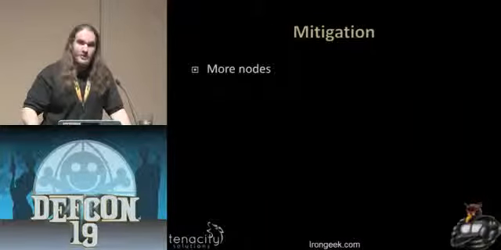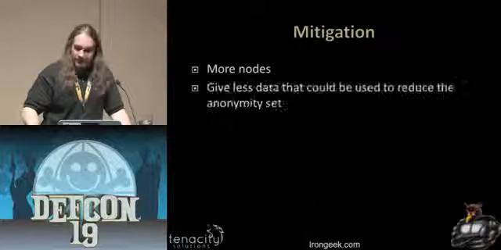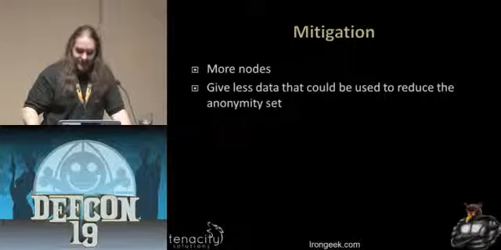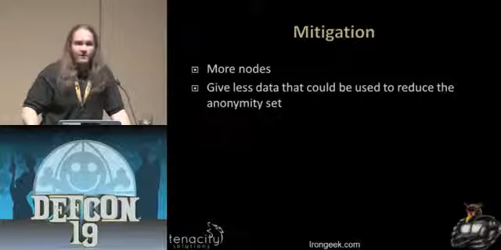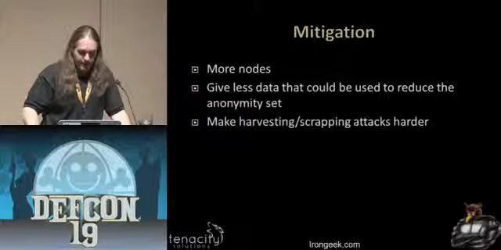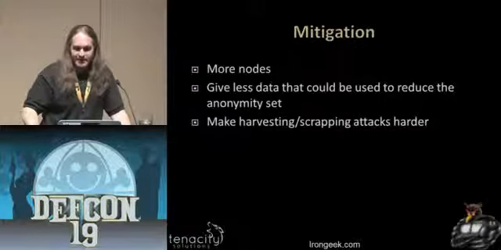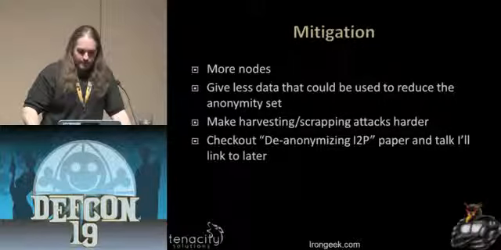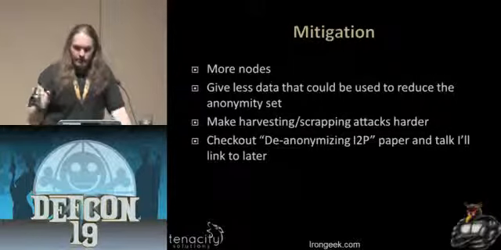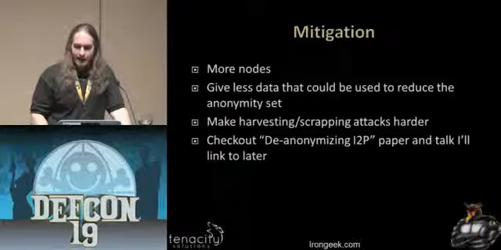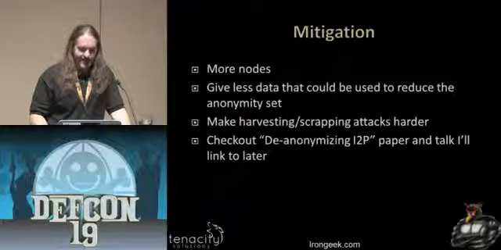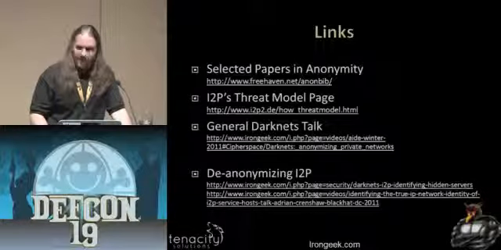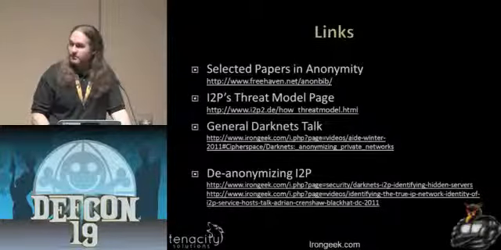Mitigations, well, more nodes helps, being a smaller needle in a larger haystack. Giving less data also helps, which is a good reason why in I2P we pulled out the server header in newer versions, making harvesting and scraping harder. Check out my article on de-anonymizing I2P later on, and I go into a lot more detail of how those attacks work. Various links out there if you want more information on this, and this is all on your DEFCON CD.